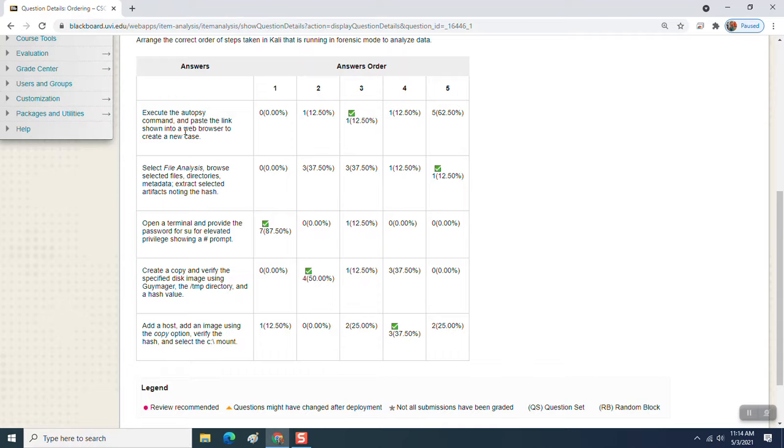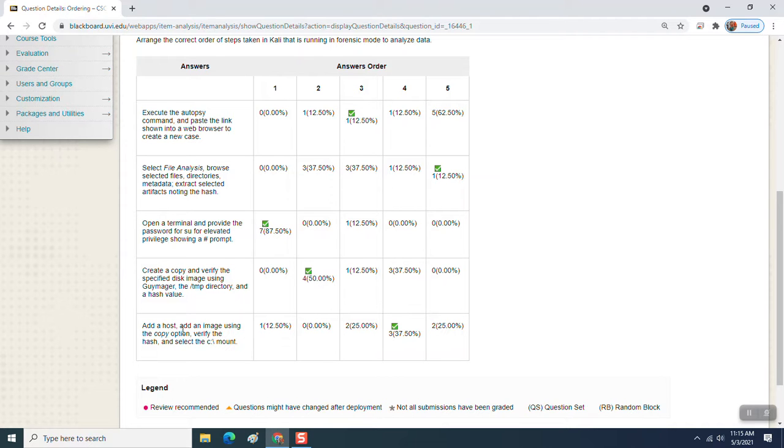The third step is execute the autopsy command and paste the link shown into a web browser to create a new case. So whenever you're using these forensic tools, the first step after disk capture, when you're getting to the point where you want to start analyzing, or even before that, when you want to do some disk carving with extraction, you're going to have to create a case. So when you start using other tool suites, you often have to create a case.